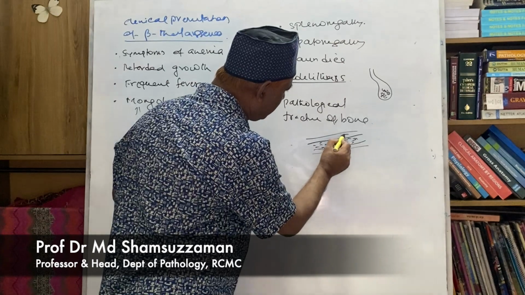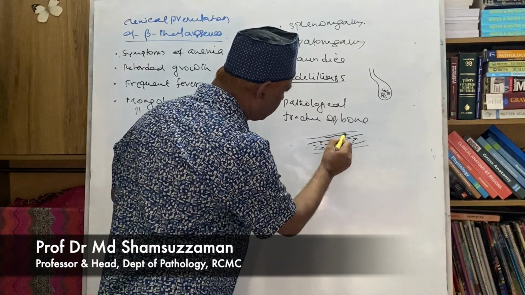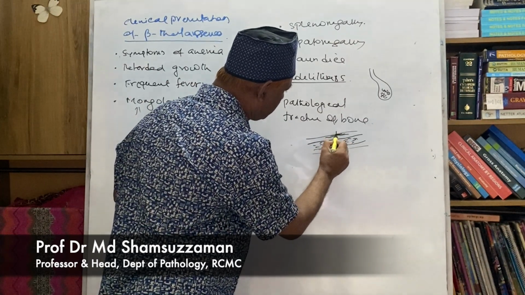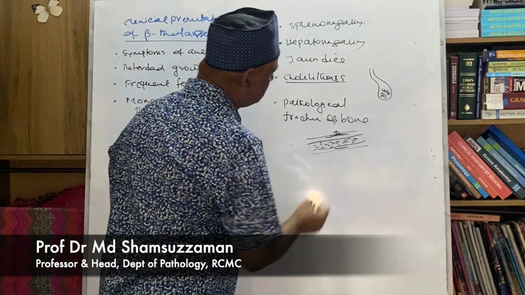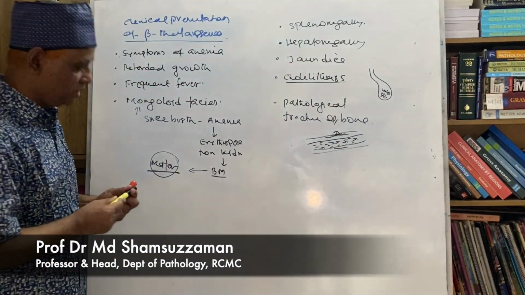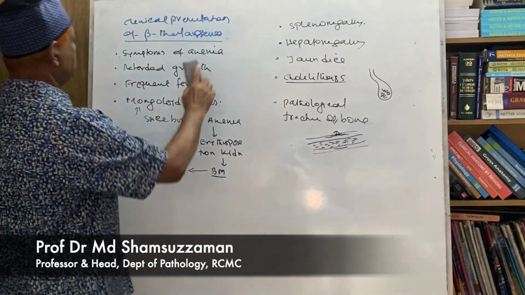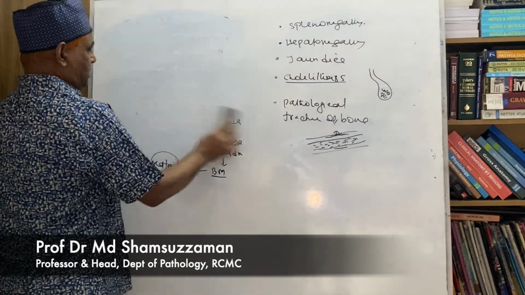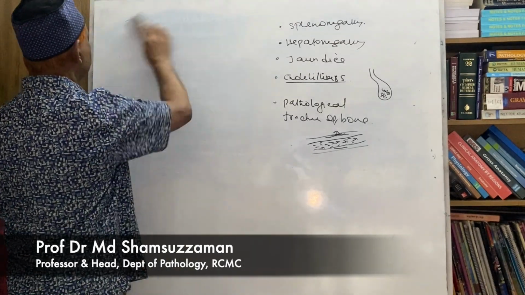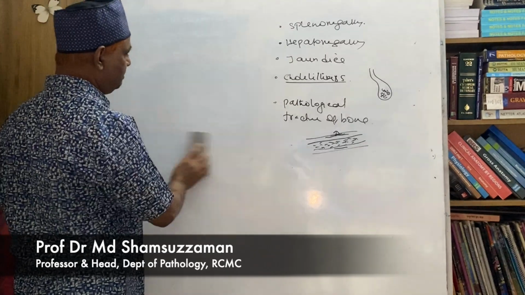There will be thinning of the cortex. As there is thinning of the cortex, mini trauma may cause bone fracture, and this is called pathological fracture in thalassemia. So these are the important clinical presentations of thalassemia briefly.